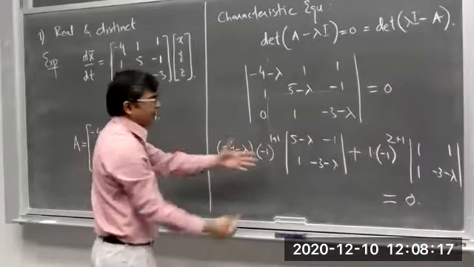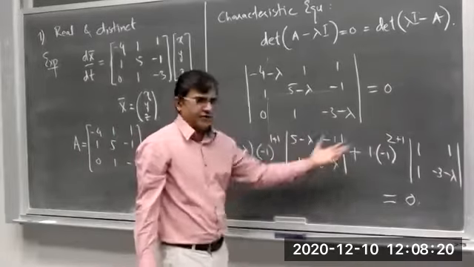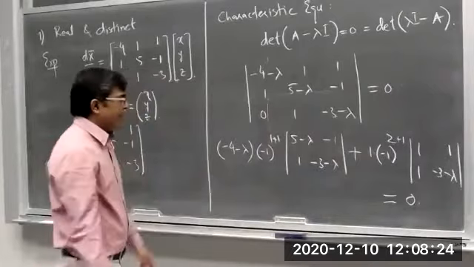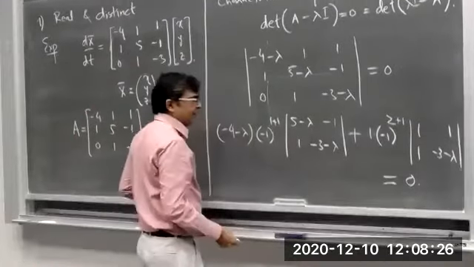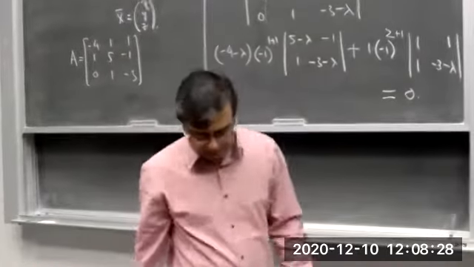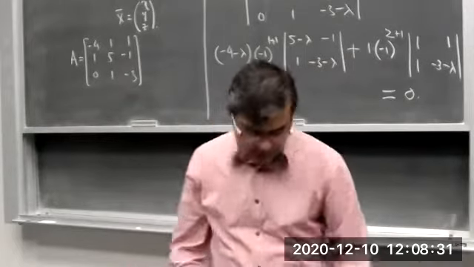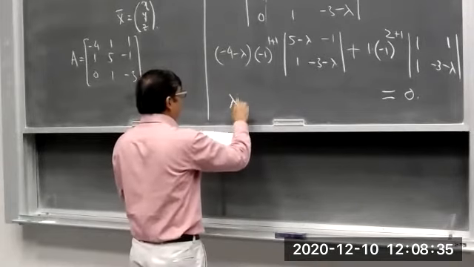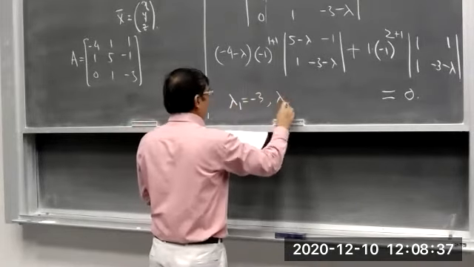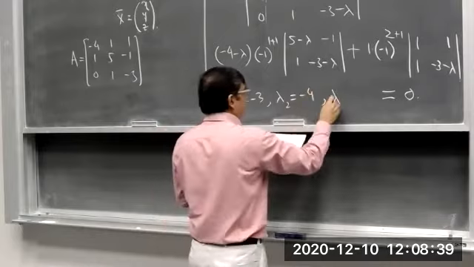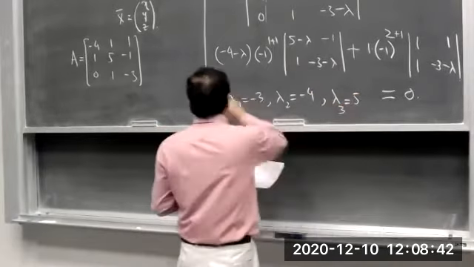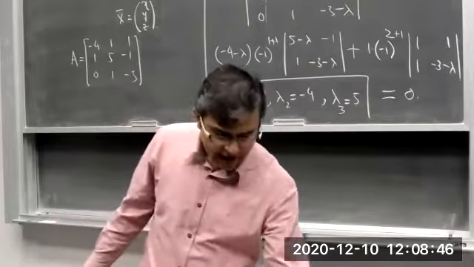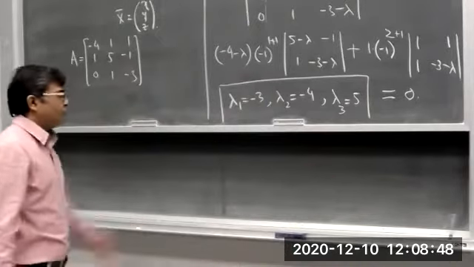Now you can solve these 2 by 2 determinants, and after simplifying you will definitely get a cubic polynomial. After solving that cubic polynomial for the roots, we finally obtain lambda 1 is equal to -3, lambda 2 is equal to -4, and lambda 3 is equal to 5. So these are the roots which we obtain after solving that cubic polynomial.